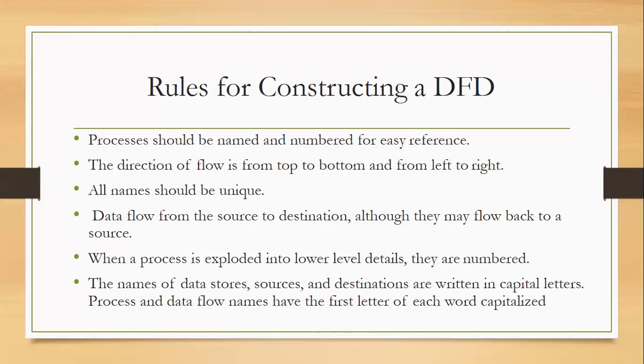When a process is exploded into lower level detail, they are numbered. For example, as we can see in an index, if there is chapter number 1 and there are some subtopics of this chapter, then we represent them as 1.1. And then again, if there are other topics within that 1.1, then we represent them as 1.1.1 or A, B, C. So we have to number according to the split. So this is exploded into lower level detail, for example 1 to 1.1.